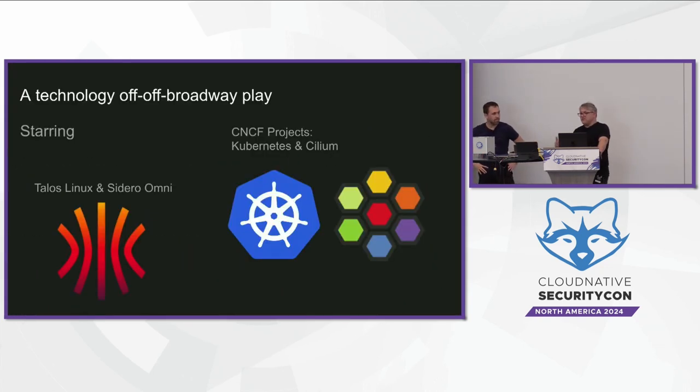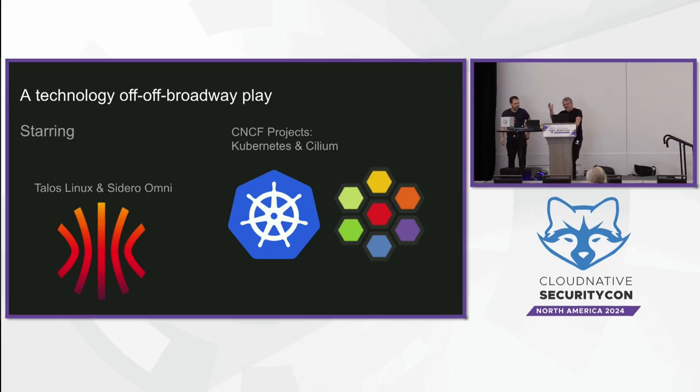So I'm Jeff. I'm Justin. He's Justin. And we're basically going to be talking using some technology here. Talos Linux is going to be our Linux distribution, and we're going to use Omni for some deployment scenarios. And then after that, obviously Kubernetes, we're all here for Kubernetes things today, and Cilium for the CNI.